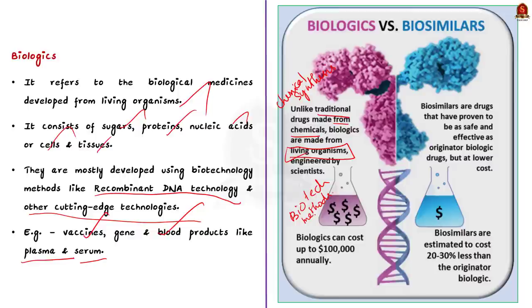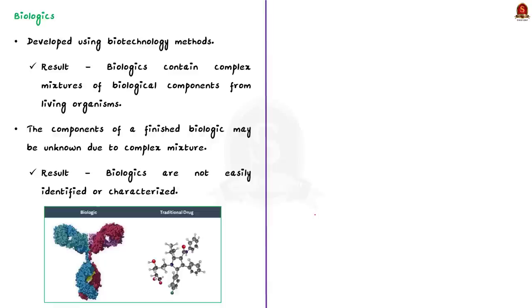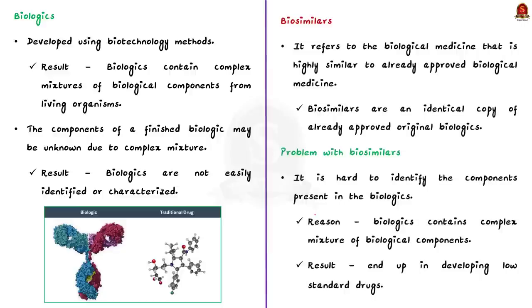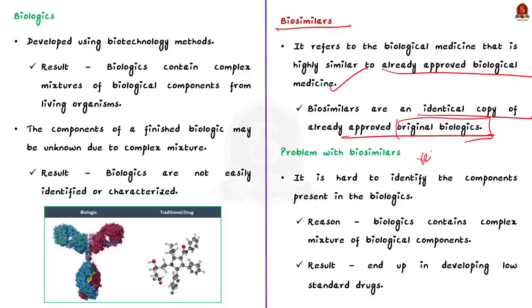Having this understanding, now let us see what is biosimilars. See, biosimilars refers to the biological medicine that is highly similar to already approved biological medicine. So we can say that biosimilars are an identical copy of already approved original biologics. Here the biologic which is used to develop biosimilar is called the reference product.